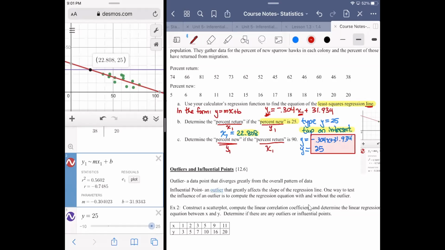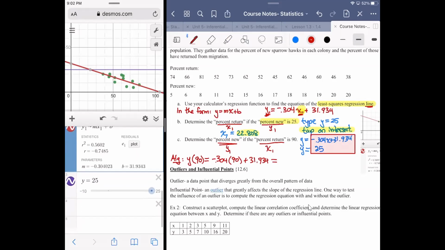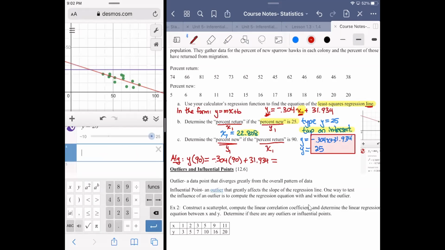Determine the percent new if the percent return is 90. Right, so they're telling us that the x value is equal to 90. Algebraically, you could figure out y of 90, which would be the same as replacing your x value, 304, with a 90, and adding to it the 934. So we're just looking at that function and replacing the x value with a 90, and then we would get our value.